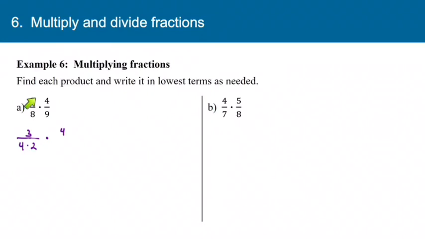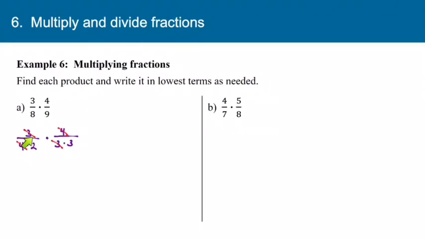But since I see that there is a 3 in the top here, I know I want to cancel out that 3 if possible, so I'm going to write 9 as 3 times 3. Okay, now I have a 3 in the top and a 3 in the denominator, so let's cross those out. And I also have a 4 in the top and a 4 in the denominator, so let's cross those out.